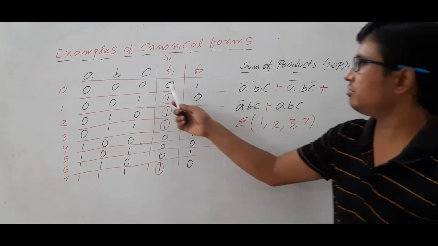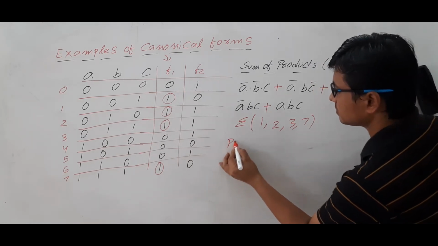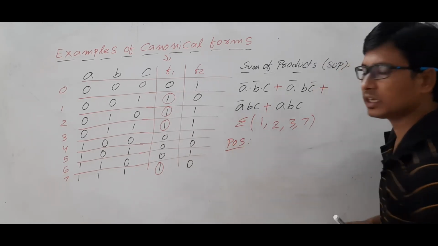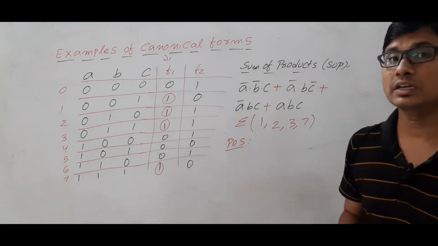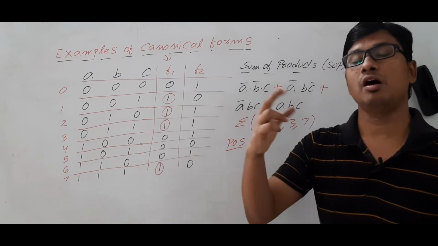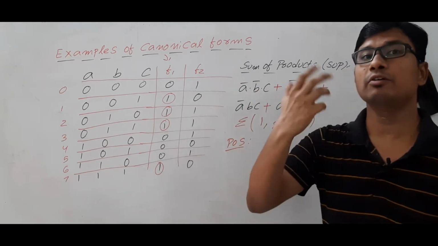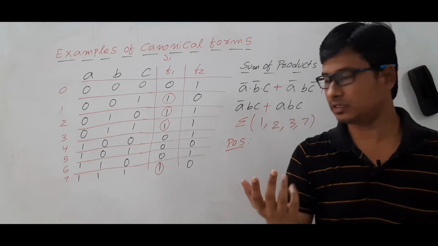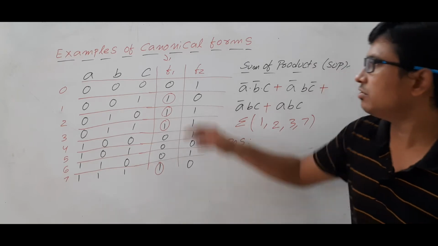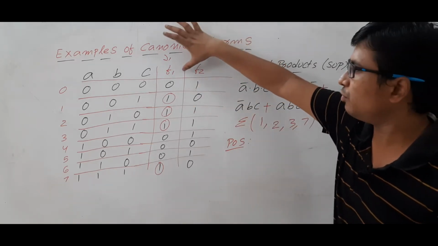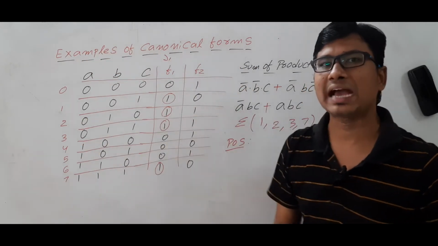Now for the same function, we will represent the product of sums, POS. In shortcut I can call it POS, product of sums. What is product of sums? It is the product of all the max terms. Sum of products, we talk in terms of min terms, and product of sums is in terms of max terms. So now what is a max term? For this function, when it is producing the output as 0, we call it a max term.